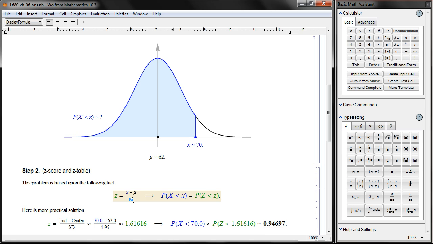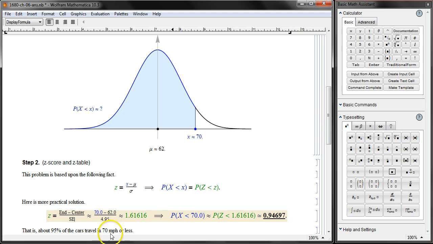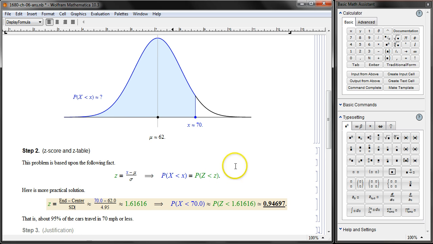Here is a much more practical way to get this done. Z equals end minus center over SD, SD for standard deviation. Now for chapter 6 we use SD. From chapter 7 and on we're going to be using SE, standard error, in place of SD. And this is formula number 1. Here in chapter 6 we're going to stick to just the standard deviation.